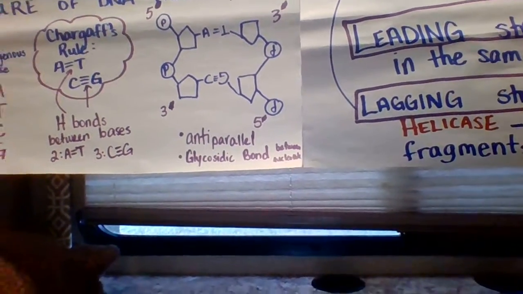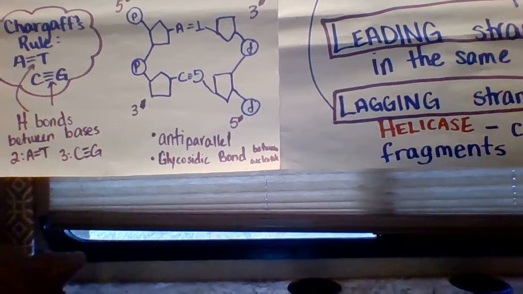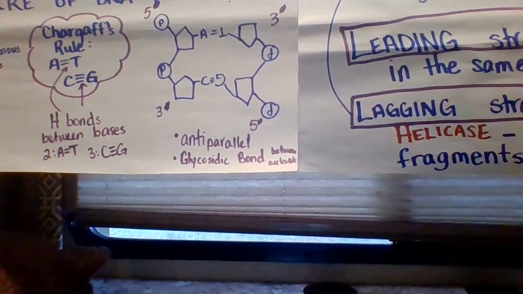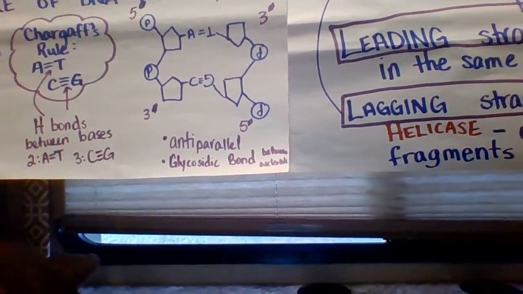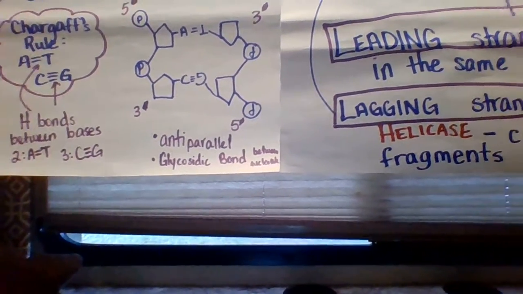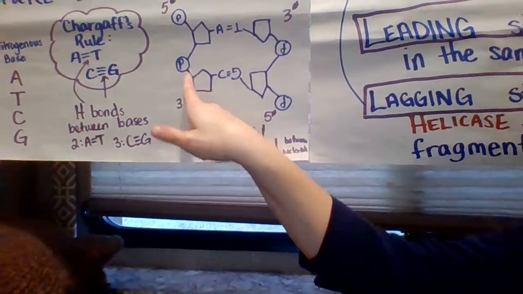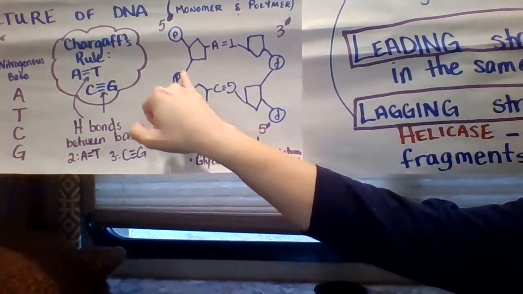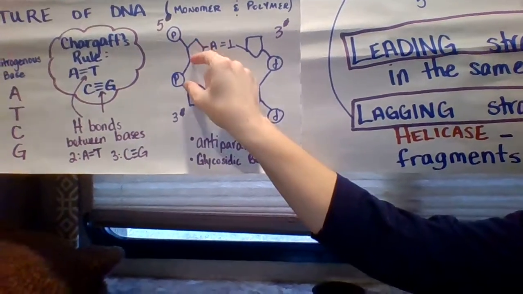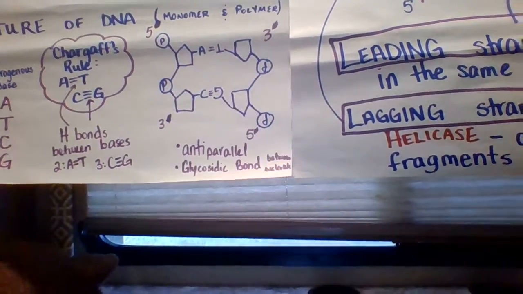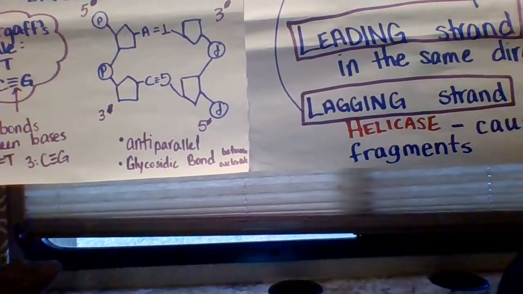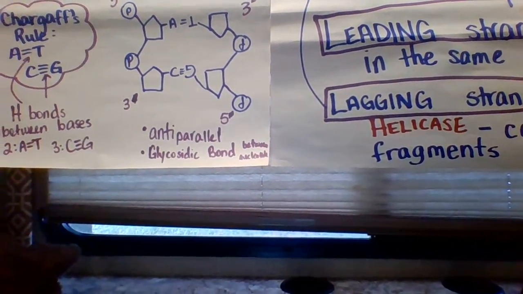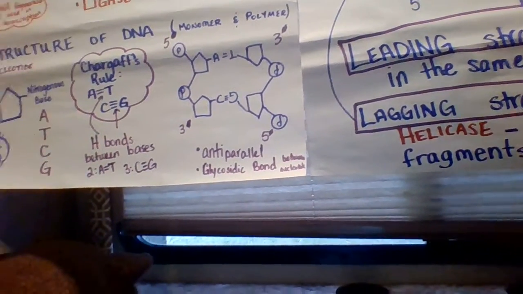And then just an FYI, I don't think it's super duper important for an AP exam, but if you see it, don't panic. Glycosidic is the bond between the sugar and the phosphate, so like right here, the bond that keeps the nucleotides together, right there. I just know that when you look at glyco, you think glucose, and in this case, it's just referring to the generic sugar.